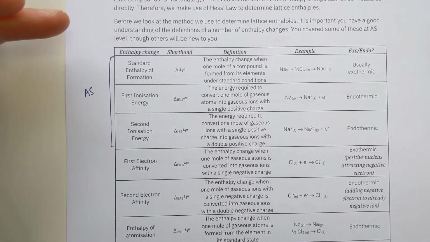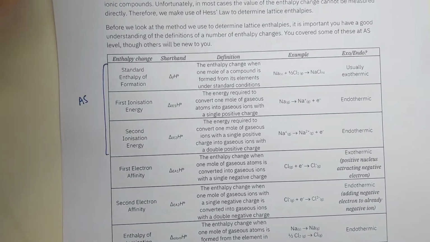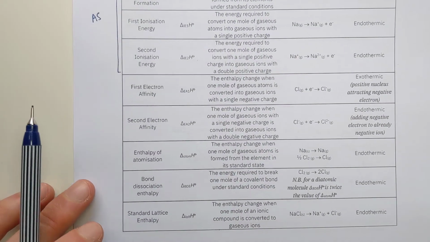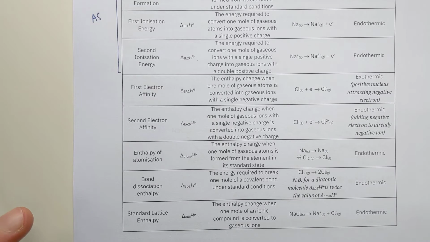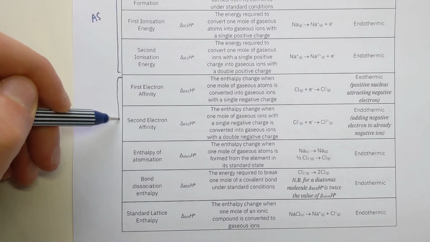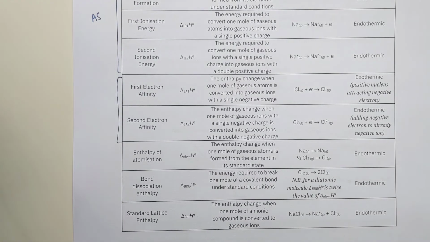So the first three are all AS definitions we looked at before. The remaining ones are new to you, but that doesn't in itself mean that they're more complicated, they're just different. The first two we look at are called electron affinity enthalpy changes. Electron affinity, we'll look at the definitions. They are basically just the reverse of ionization energies. So ionization energies are energies where you're removing electrons from an atom. Electron affinities are the opposite. You're adding an electron to an atom.